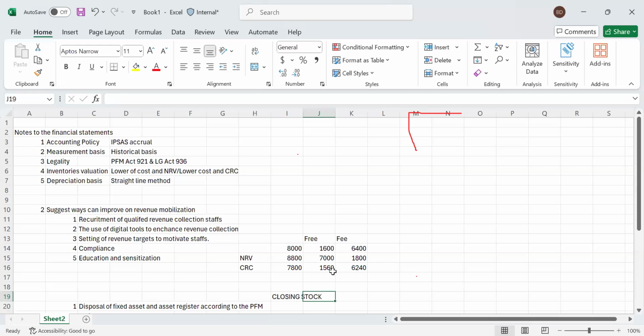What's the formula? It is the lower of cost and net realizable value if it comes at a fee. It is the lower of cost and current replacement cost if it comes at no fee, when it is free. Let's take the net realizable value first. We are looking at the lower of cost, which is 8,000, and current replacement value.